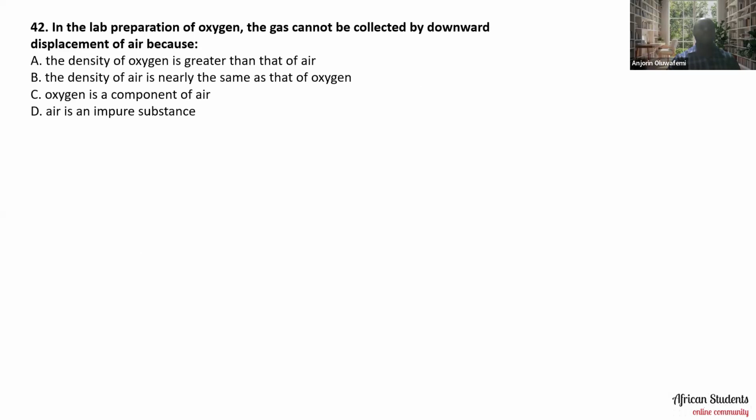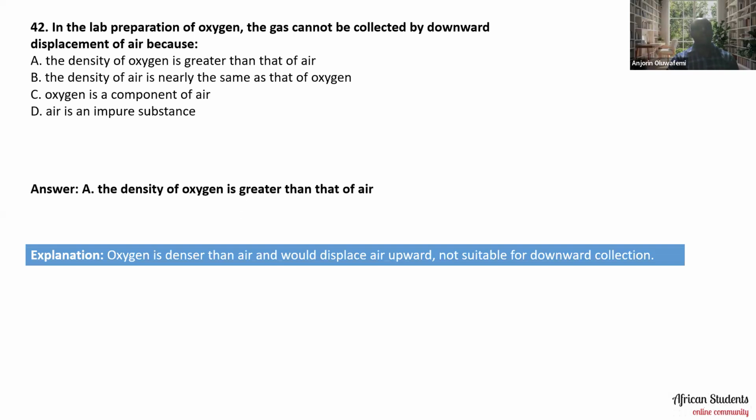So we now look at the next one. It says in the lab preparation of oxygen, the gas cannot be collected by downward displacement of air because A, the density of oxygen is greater than that of air; B, the density of air is nearly the same as that of oxygen; C, oxygen is a component of air; D, air is an impure substance. The answer here is that the density of oxygen is greater than that of air. Oxygen is denser than air and will displace air upward, so it is not suitable for downward collection. Okay.